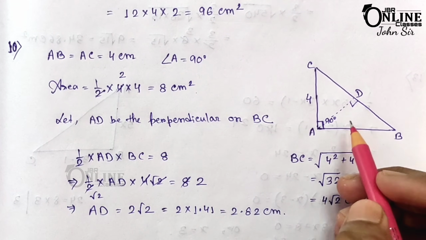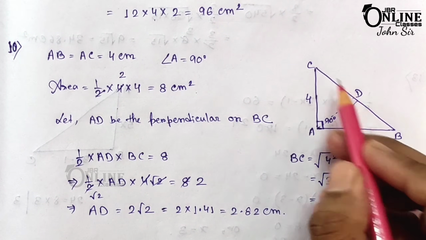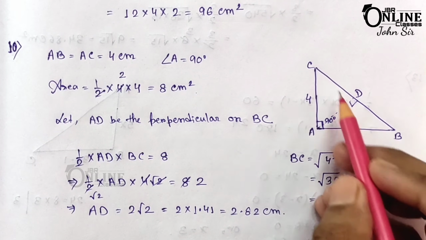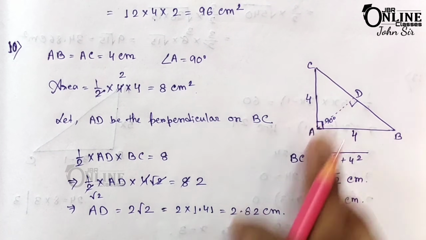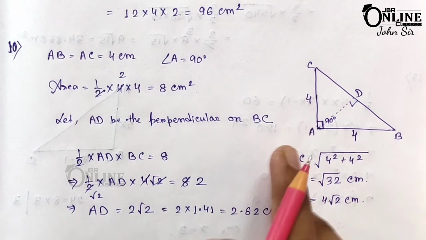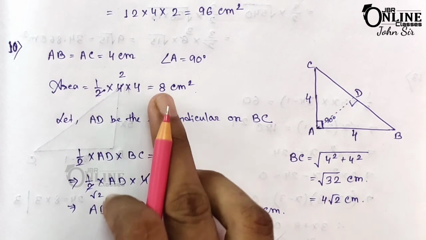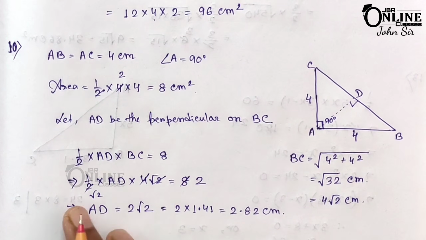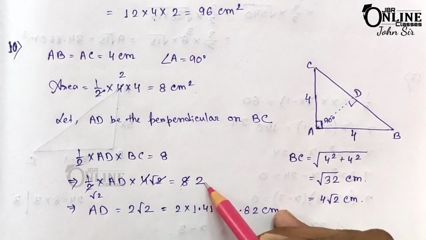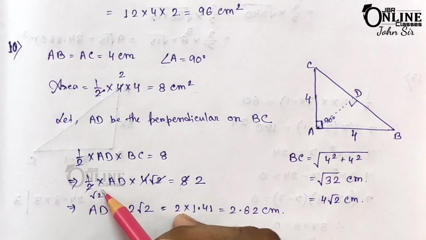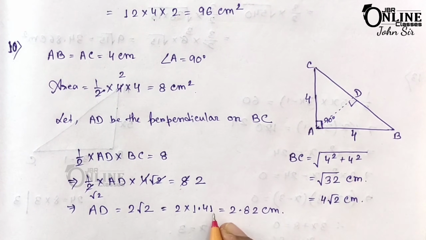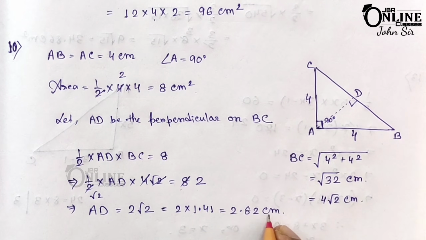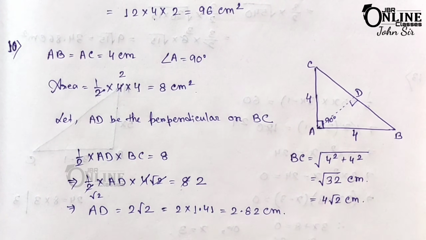Now the general formula of area is half into base into height. If you consider this triangle, here BC is the base, then AD will be the height. Clear? So half into AD into BC equals 8 centimeter as area. So half into BC, here BC equals 4 root 2. So 4 cancels out with 8, it becomes 2, and root 2 cancels out with 2, it's root 2. So that means 2 root 2. So AD equals 2 root 2. Now root 2 means 1.41, so that means 2.82 centimeter is your answer.